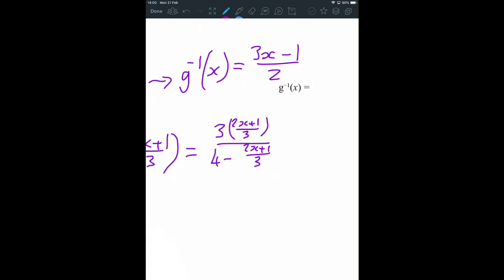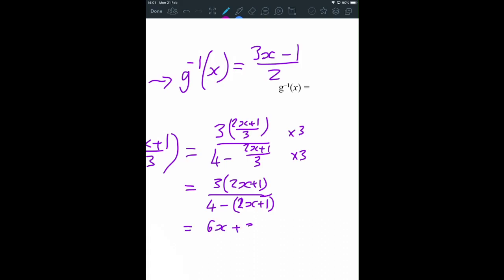Best way to deal with that is times top and bottom by the denominator. So I'm going to times top and bottom by 3. On the top, that kills the over 3. On the denominator, that kills the over 3. Notice I have to put that in a bracket. I'm subtracting that off. If you lose that bracket, you lose the sign change on that plus 1.